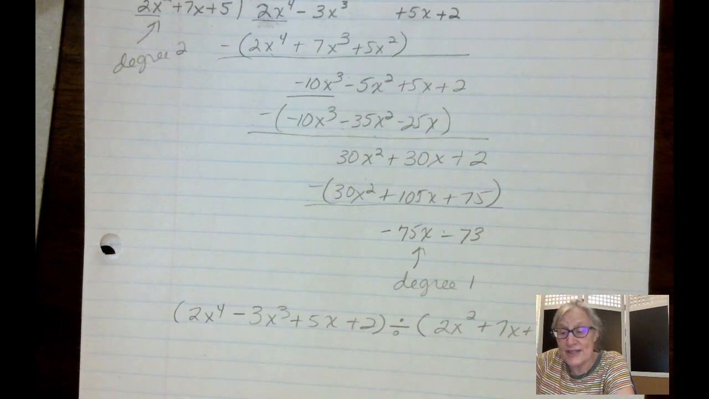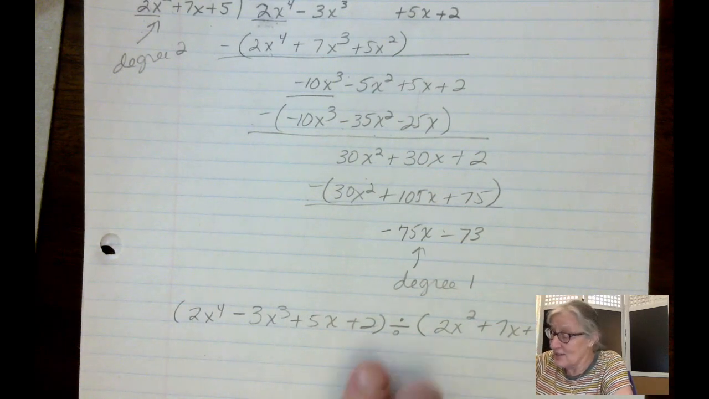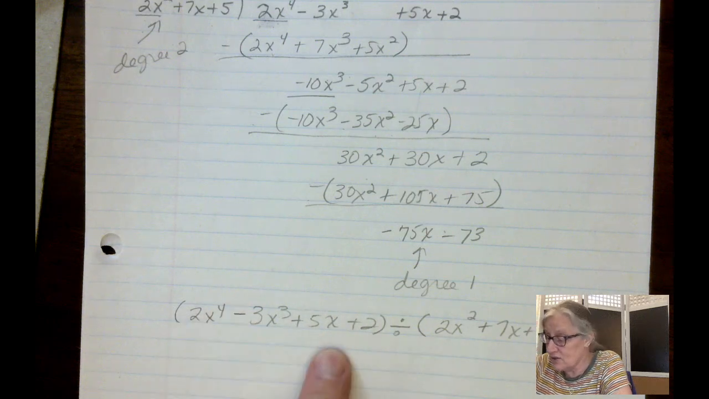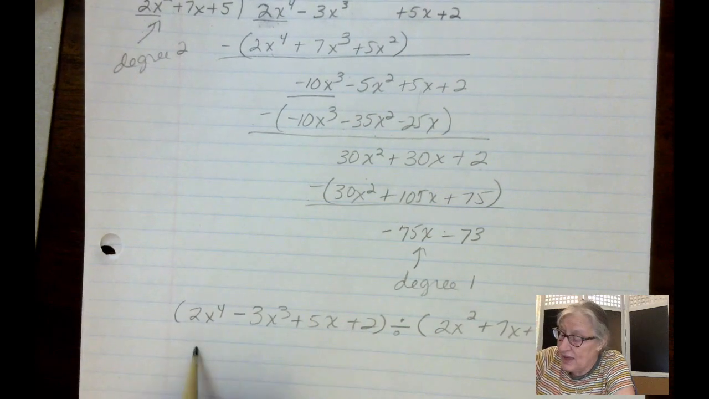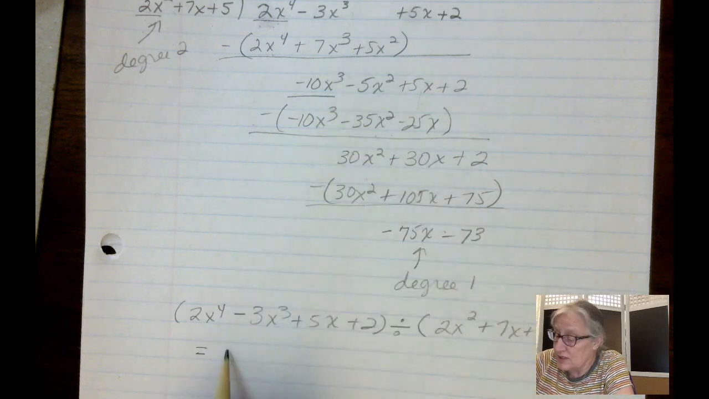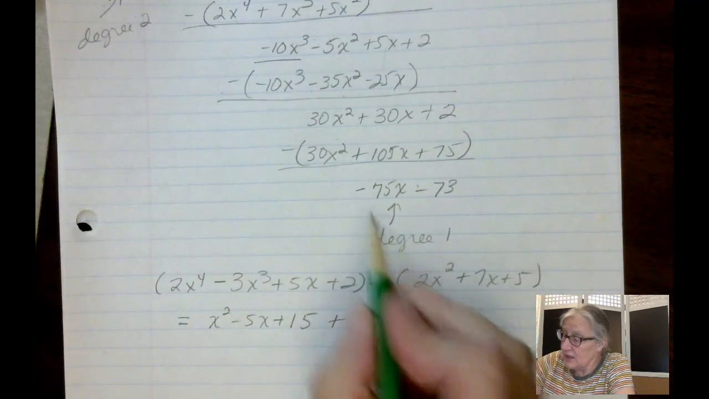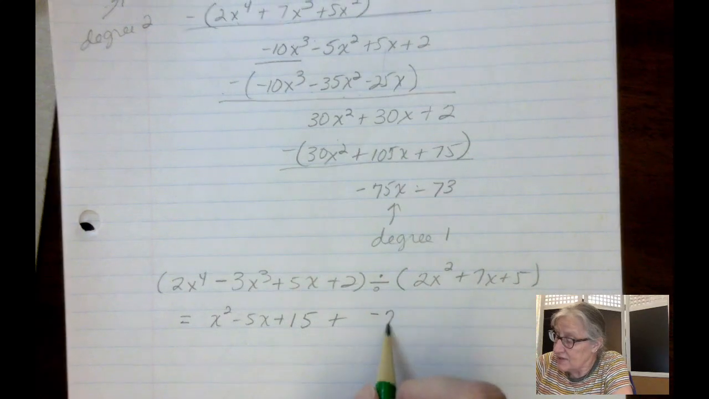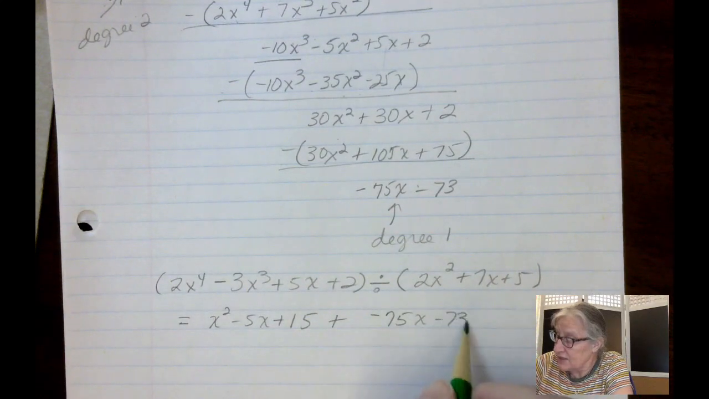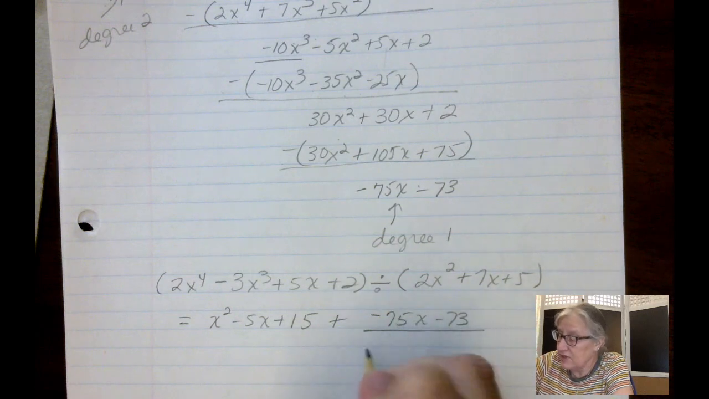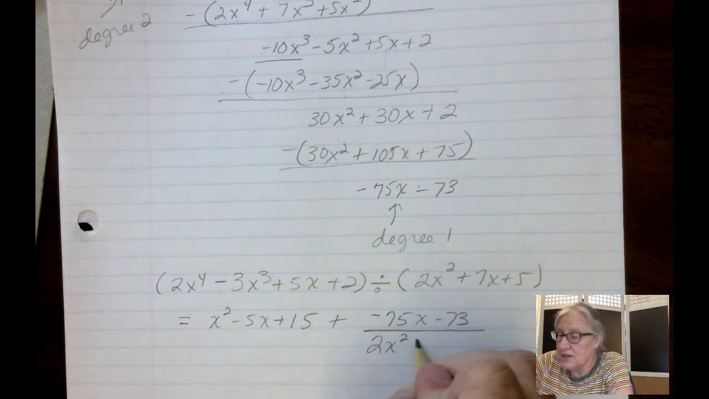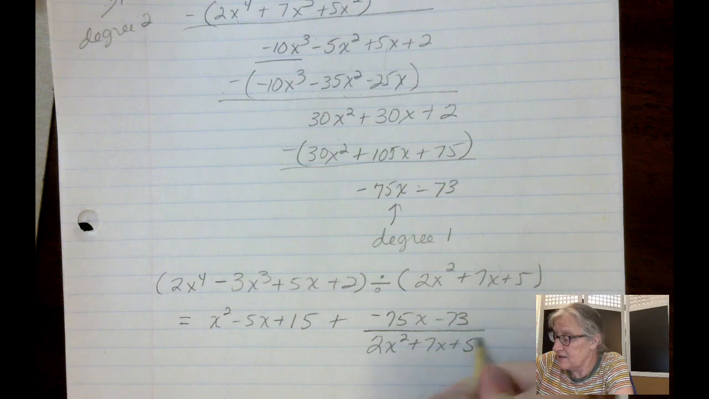Notice my use of parentheses, because otherwise PEMDAS is going to just divide here. So we have to use this group divided by this group. And that is going to equal our quotient of x squared minus 5x plus 15. Here's our quotient. Right. It's that plus our remainder, and our remainder is a negative 75x minus 73, all of that over our divisor of 2x squared plus 7x plus 5.